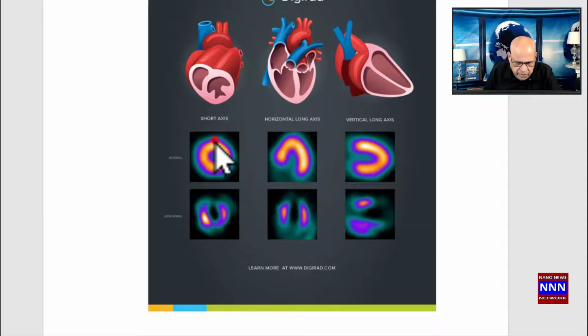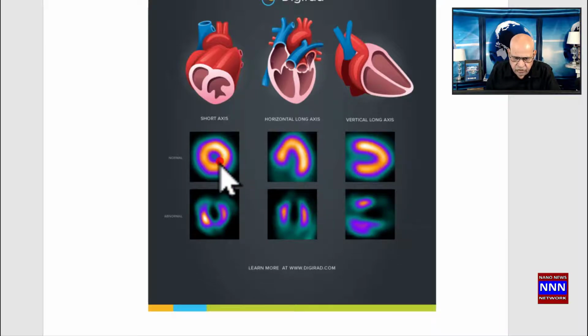For example, we have the anterior wall here, we have the septum here, we have the inferior wall, and we have the lateral wall. When you look at the horizontal long axis, we have the septum, the apex, and the lateral wall. When we look at the vertical long axis, we are looking at the anterior wall and the inferior wall. As you can see, if it's completely uniformly lit up, that means the perfusion is normal, and if there is a missing segment, that means there is evidence of scar in these regions.